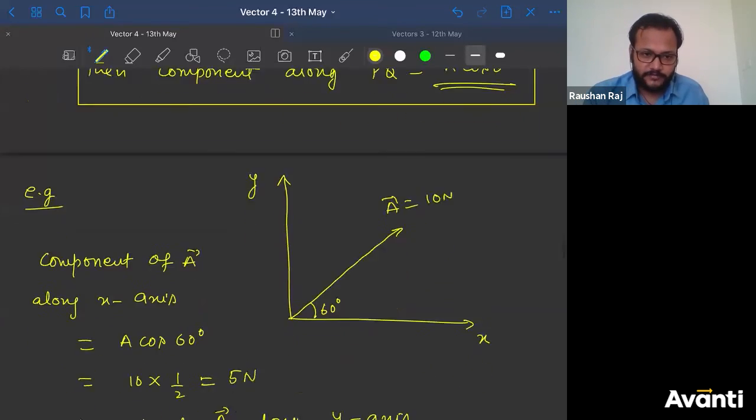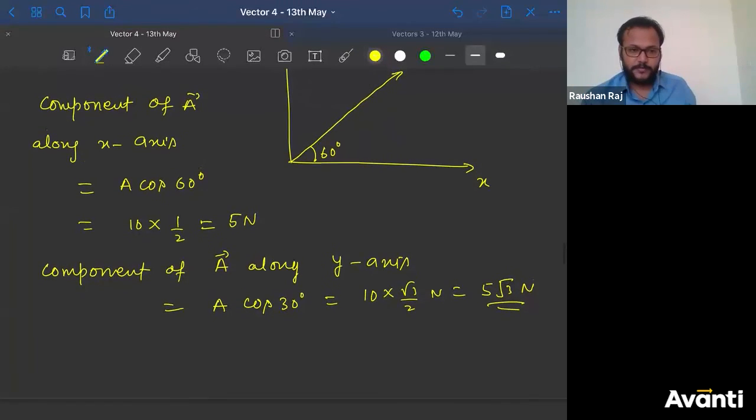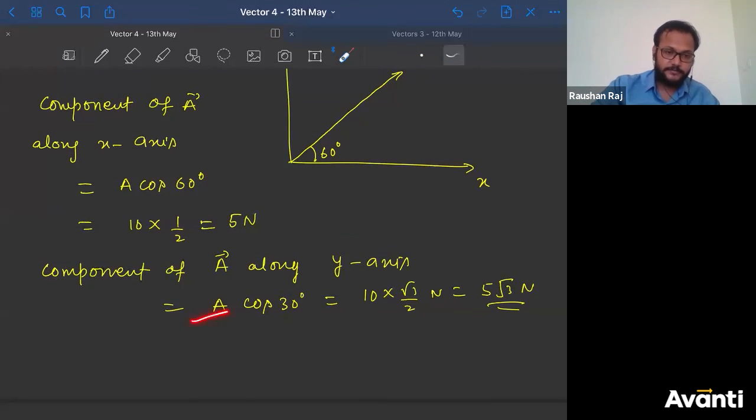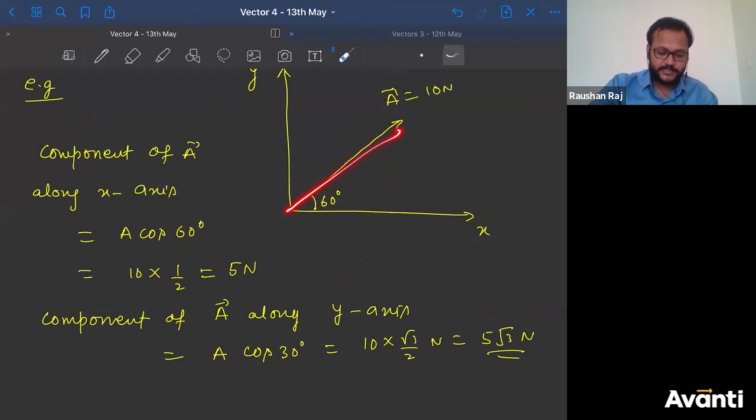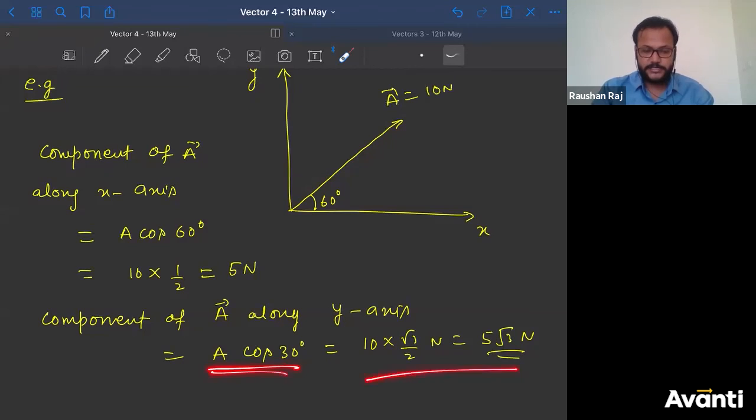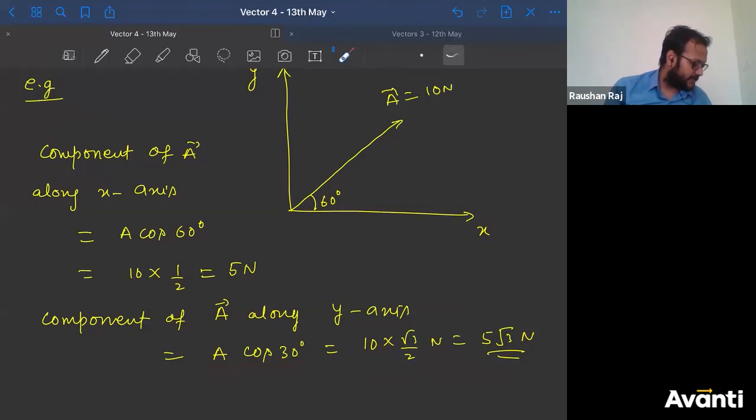That's it. Component of vector along y-axis. देखो, component of vector along y-axis. This is A into cos theta. What is the angle made by the vector with y-axis? 30 degree. So A cos theta. That is the answer. ठीक है? So for today, I think this is it. आज के लिए बस इतना ही.